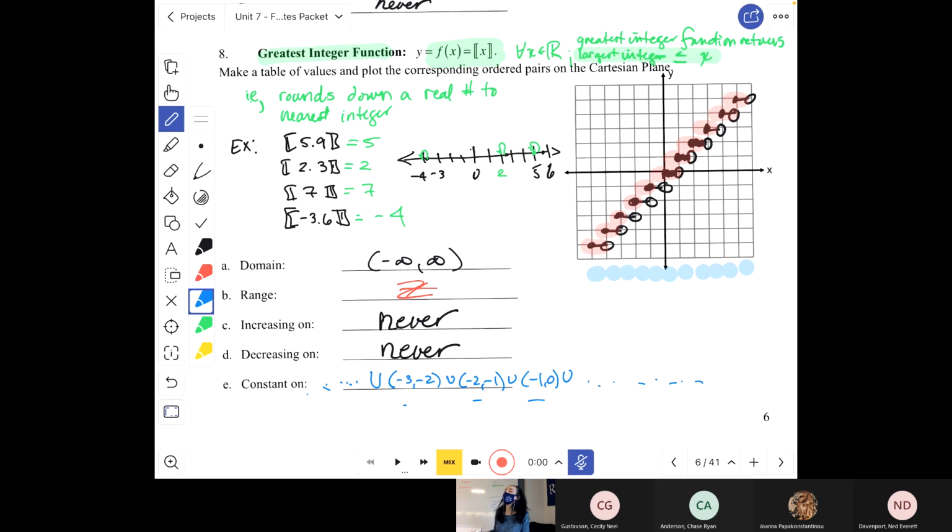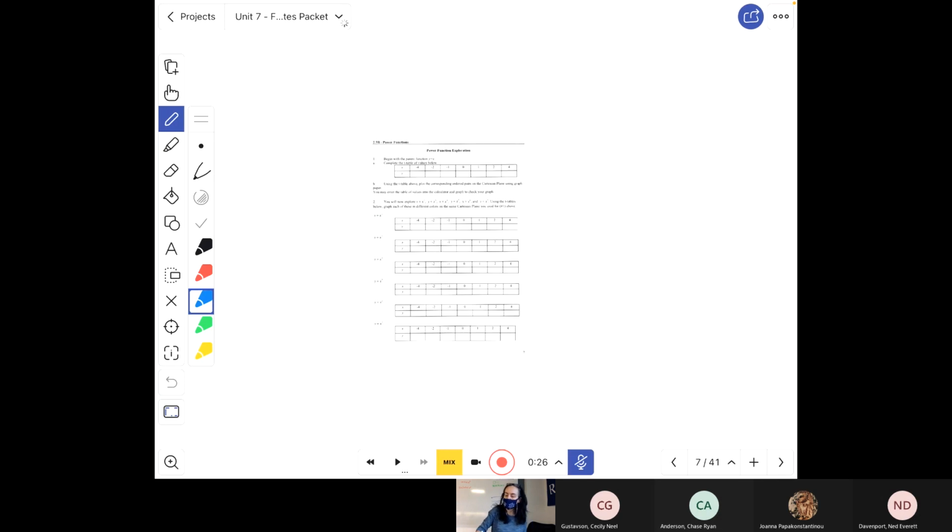These parent functions, if someone walks up to you on the street and says, what's the greatest integer value function? Or where is the greatest integer value function constant? You should be able to explain it and draw a picture. Same thing with the parent cubic function, parent square root function, etc. These should be common knowledge to you.